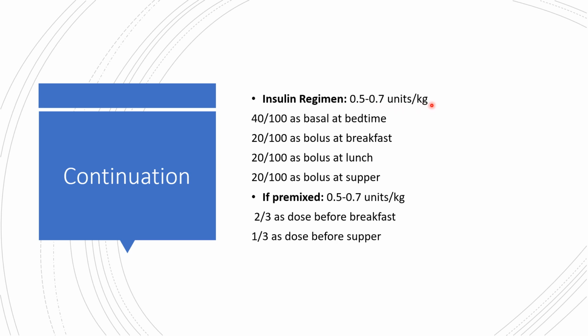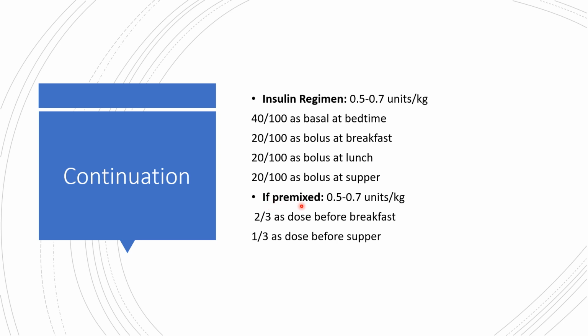So whatever the figure is, say it is 100 somewhere, right? Okay, we'll then divide it into 4. 40%, 4 over 10 of whatever total we got will serve as basal at bedtime. 20% will be as bolus at breakfast, 20% as bolus at lunch, and 20% as bolus at supper time.